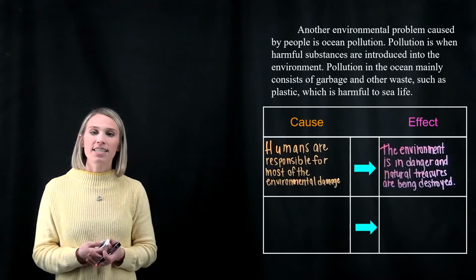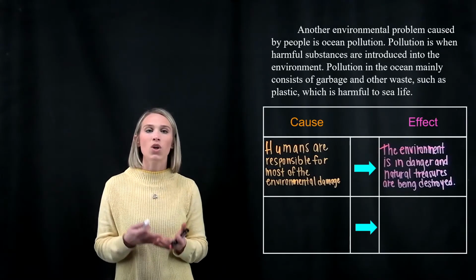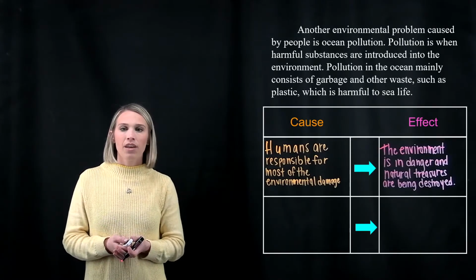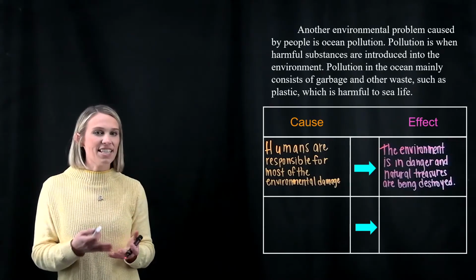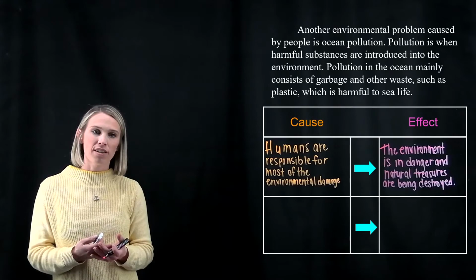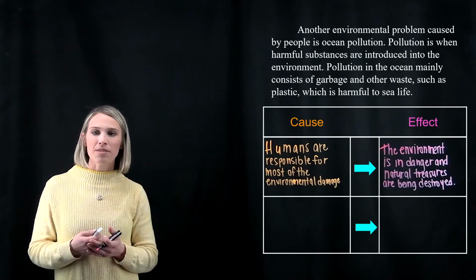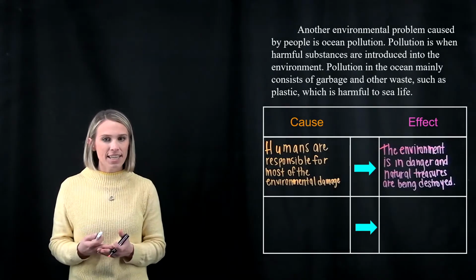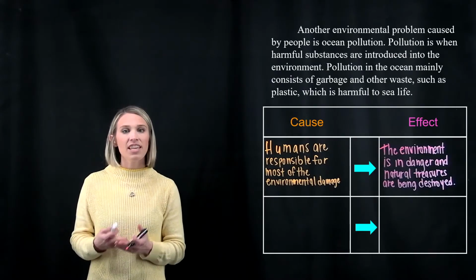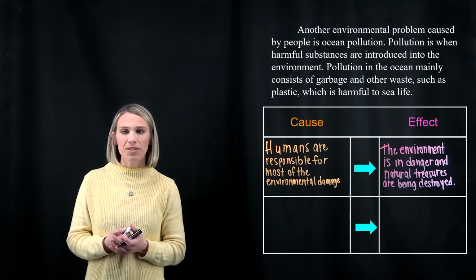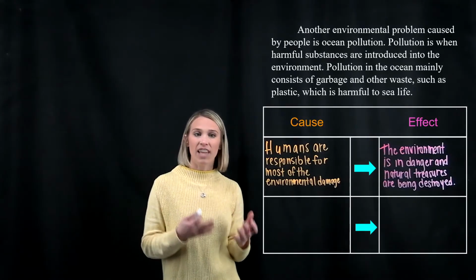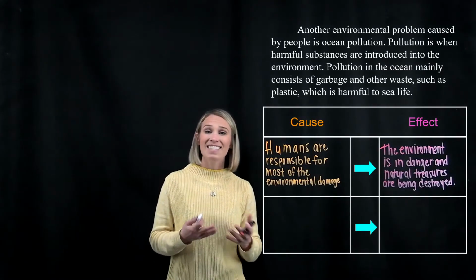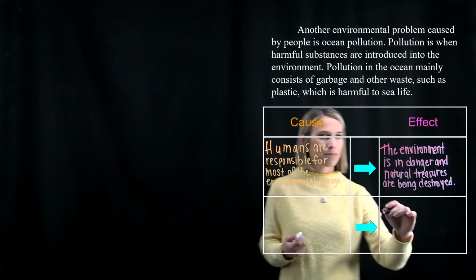The last sentence says that ocean pollution is harmful to sea life. This sentence tells me what happens as a result of ocean pollution. Sea life is harmed. The effect in this statement is sea life is harmed. I'm going to write on my graphic organizer in the last effect box. Sea life is harmed.